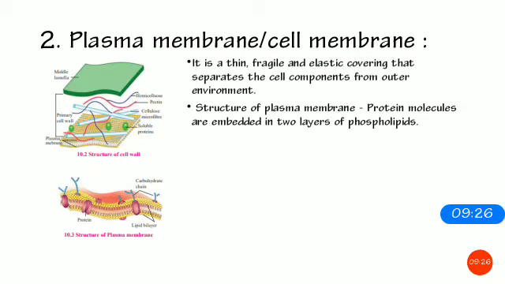Also, structure of the plasma membrane means what? Protein molecules are embedded in two layers of phospholipids. So the plasma membrane structure is such that you have layers of phospholipids. The upper layer and second layer, which we were calling bread, are phospholipids, okay, and inside you have proteins embedded in it.